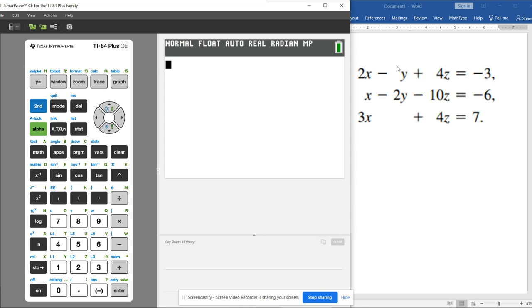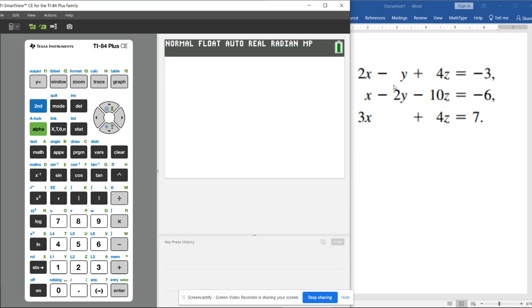So the first thing you want to notice is everything is organized. I have my x's lined up, my y's lined up, my z's lined up, my equal signs, and then my constants are all on the right side of the equal sign. Some of the problems you may encounter, you may need to reorganize them first.